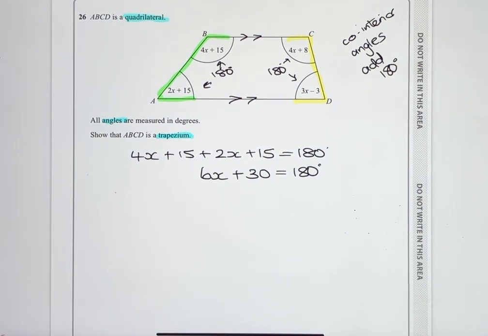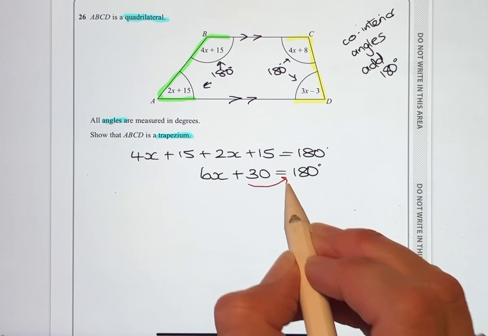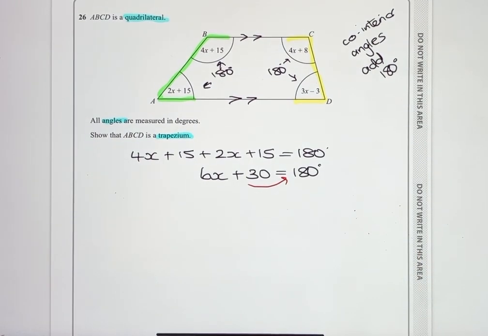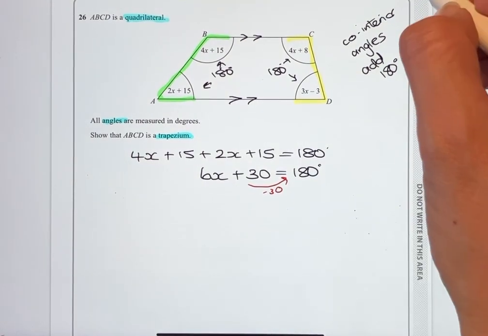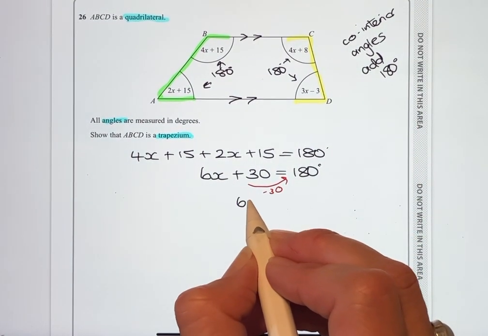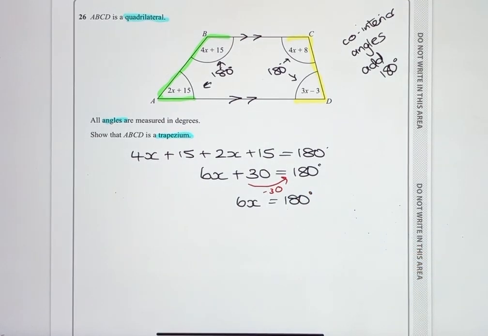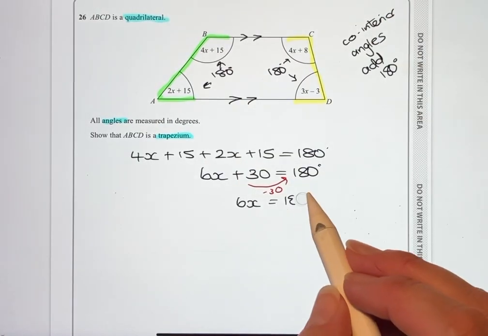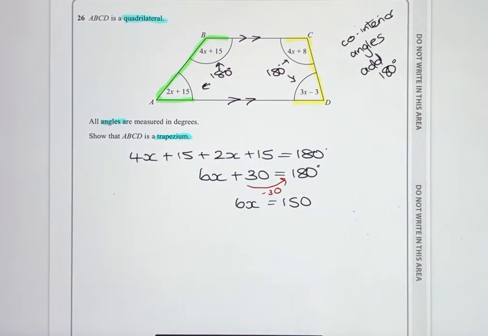Now, I'm going to solve this. So I'm going to take the 30 to the other side. I'm going to subtract it because it's an add on the left-hand side. So to move it to the other side, to eliminate it, I must subtract 30 to make it 0. So I'm going to subtract 30 from both sides. So that leaves me with 6x equals 180. Oh, not 180, apologies for that. 150, forgot to take away my 30.